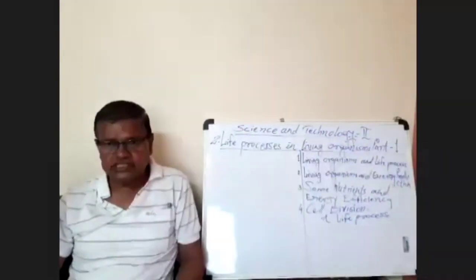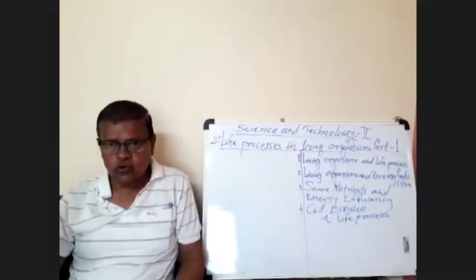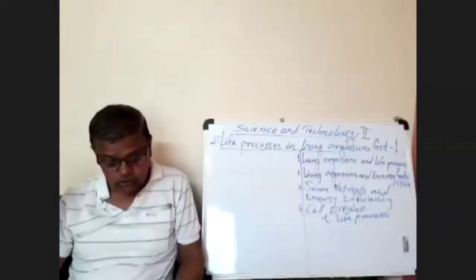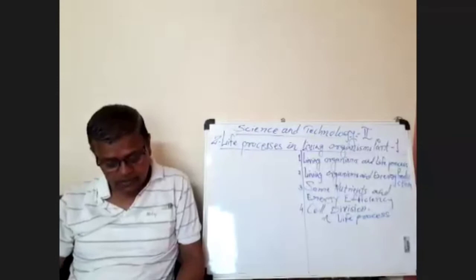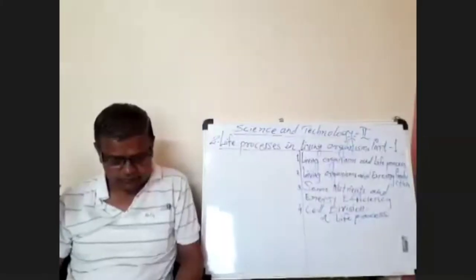In glycolysis, the glucose molecule is oxidized into 2 molecules. Can you tell me the name of that molecule? Pyruvic acid, ATP, NADH2, and water. This is the first process, glycolysis.